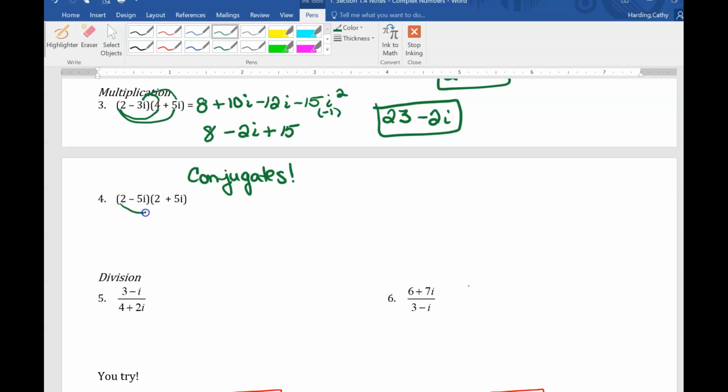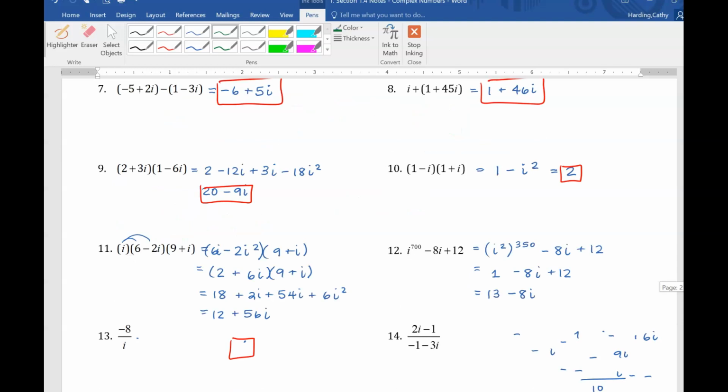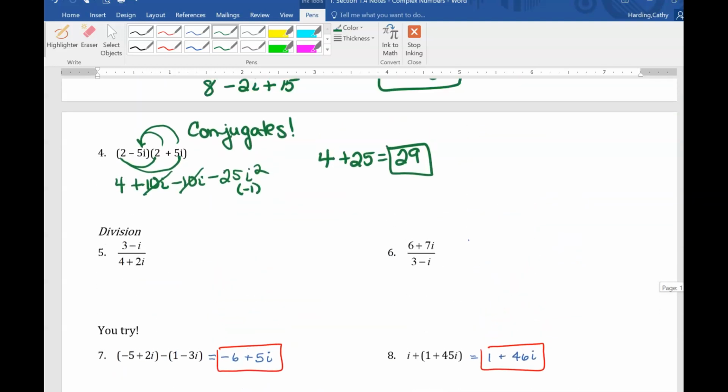So if we went through FOIL with this, you'd get 4 plus 10i minus 10i minus 25i squared. Well, these guys cancel each other out, and i squared is the same as negative 1. So this is really 4 plus 25 is equal to 29. So there you started with complex numbers that had an imaginary part to them, and you ended up with just a real number. And that fact comes in, whoops, didn't mean to show you there the whole bottom part.